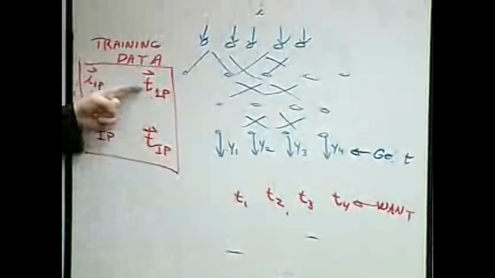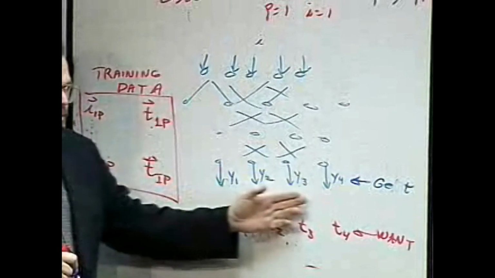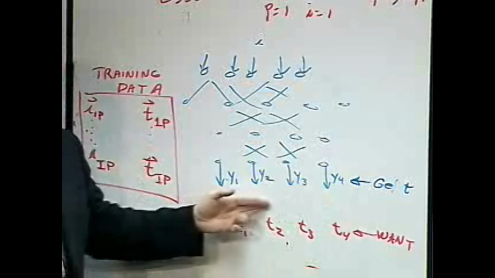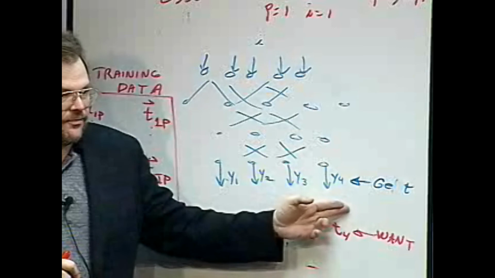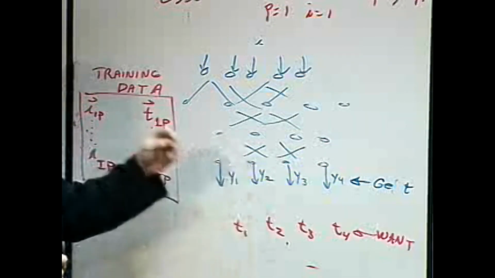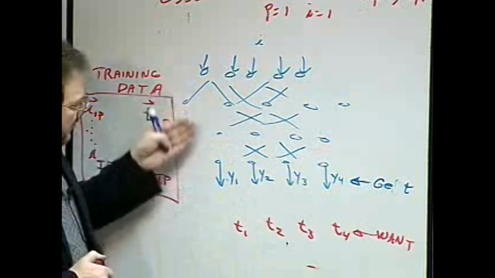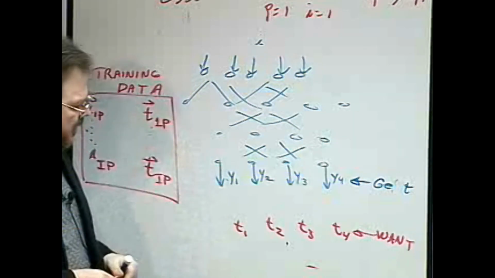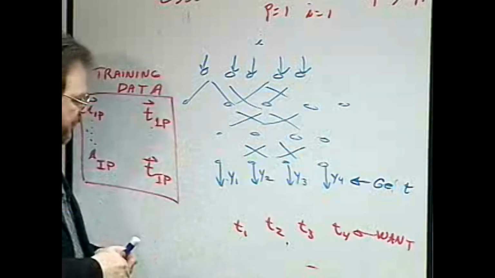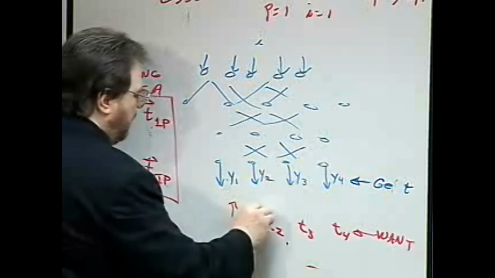For a classifier, these target values are going to be 1s and 0s, typically. For a regression machine, there'll be more of a floating point number. So you have outwards what you get, and you have what you want. The difference between what you get and what you want is going to be the error.